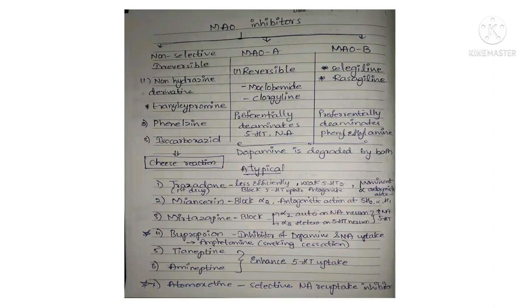Here we have trazodone, which is the first atypical antidepressant. It less efficiently blocks serotonin uptake, and it is also a weak 5-HT2 antagonist.